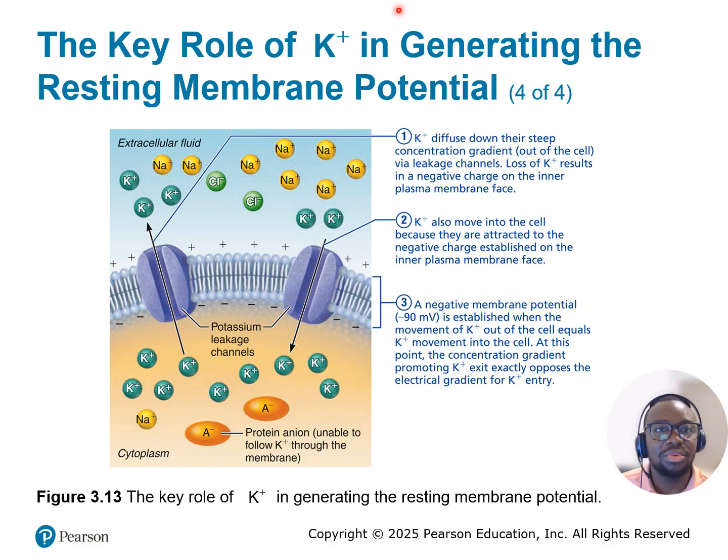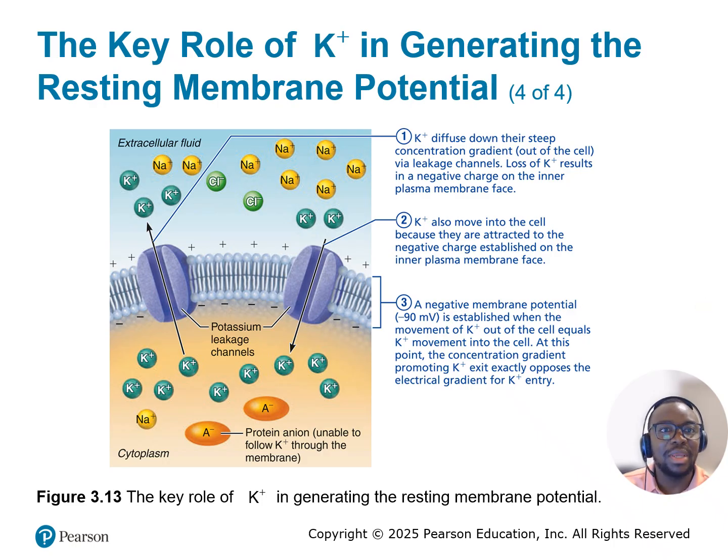The figure shows 3 key steps in generating the resting membrane potential. In step 1, potassium ions diffuse down their steep concentration gradient out of the cell via leakage channels. This loss of potassium ions results in a negative charge on the inner face of the plasma membrane. In step 2, potassium ions also move into the cell because they are attracted to the negative charge established on the inner face of the plasma membrane.